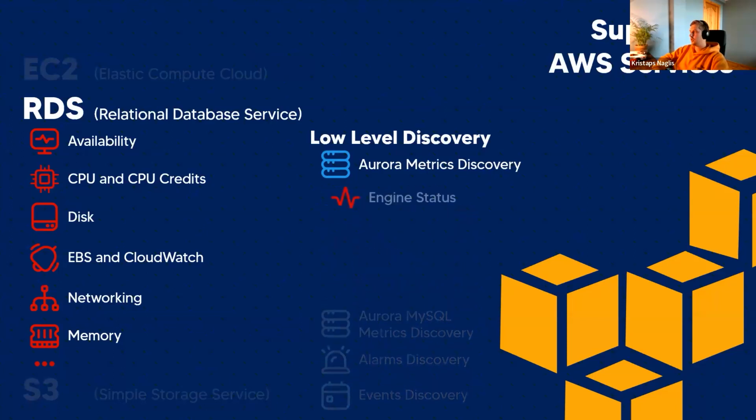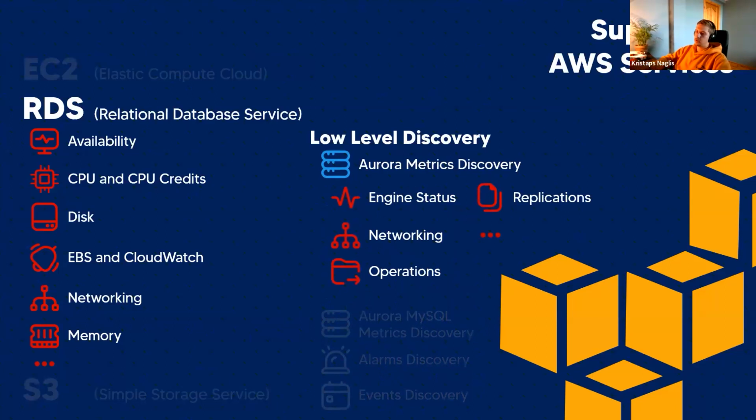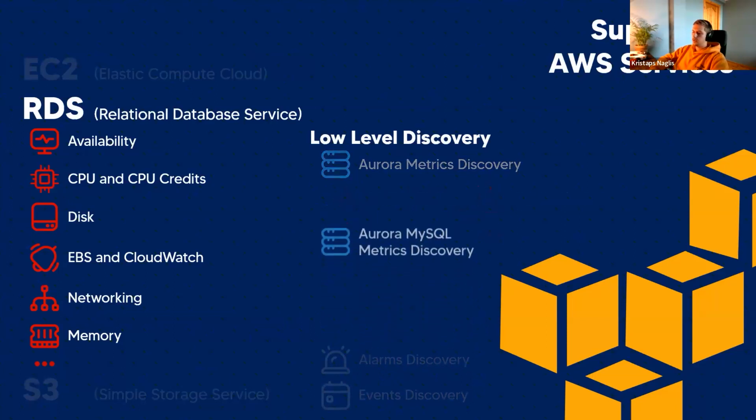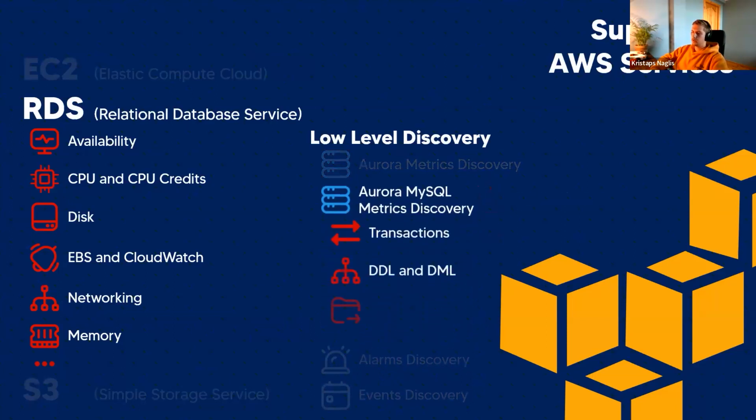Here you can see that we have engine status, networking, operations, which are essentially just your regular queries like insert, update, delete, and replication, which is a metric of how much your backup database lags behind the primary database in time, which is also quite important. Then Aurora MySQL metrics. Here you can see data about transactions, data definition language, and data manipulation language.